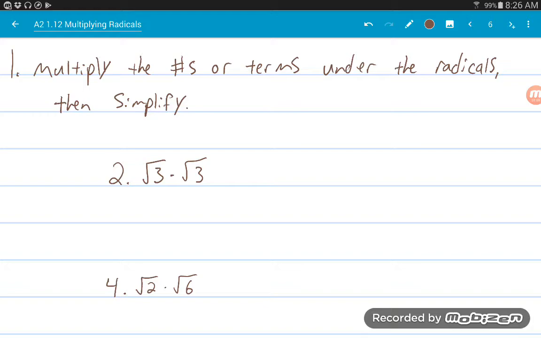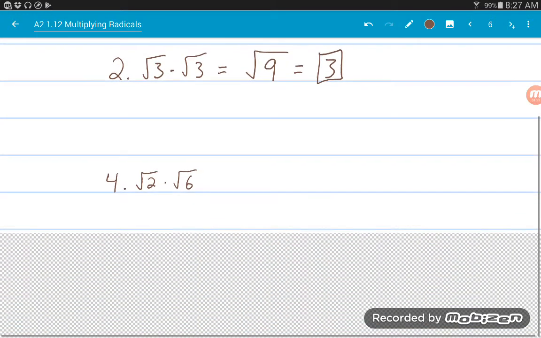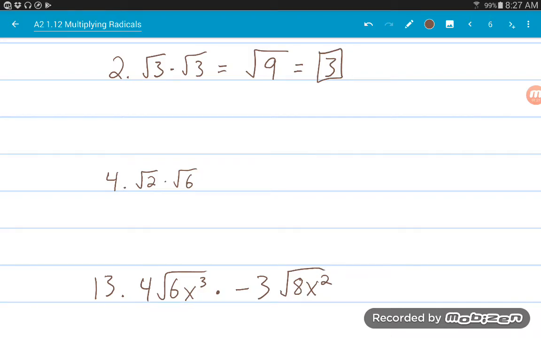Alright, so I'm going to give you an example. For number 2, radical 3 times radical 3, I'm going to multiply what's under the radicals, so that's going to be radical 9, and then simplify. So the square root of 9 is 3. Number 4, radical 2 times radical 6, that's equal to radical 12.